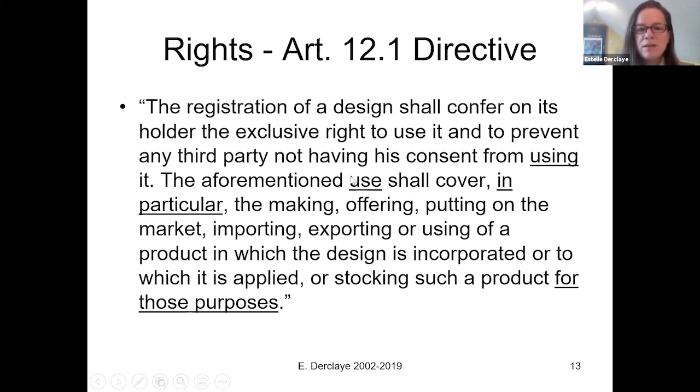The important bit is that you do not have to prove copying, that the defendant has copied your design. Even if they came up with this design independently, so long as you can wave your certificate of registration of your design and it's proven that it's novel and has individual character, you will be able to win the case. Now, before I talk about the exceptions, the infringement test is the same as the individual character test.